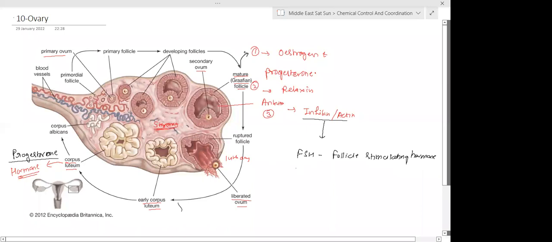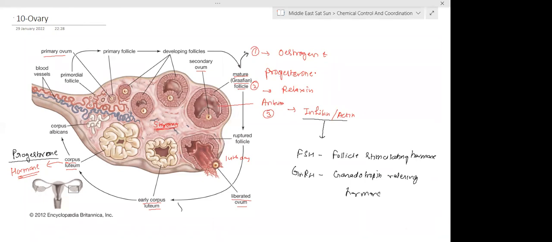Next, GnRH, gonadotropin releasing hormone. That is GnRH. That's it for the glands actually.